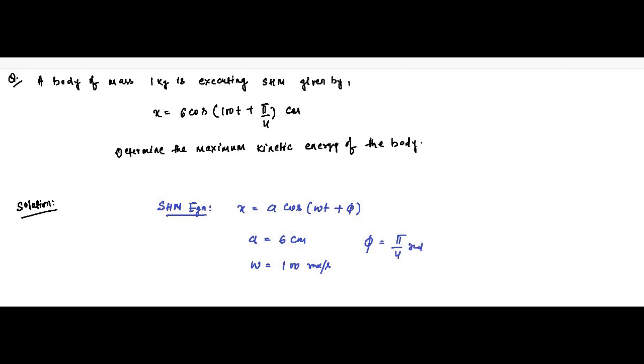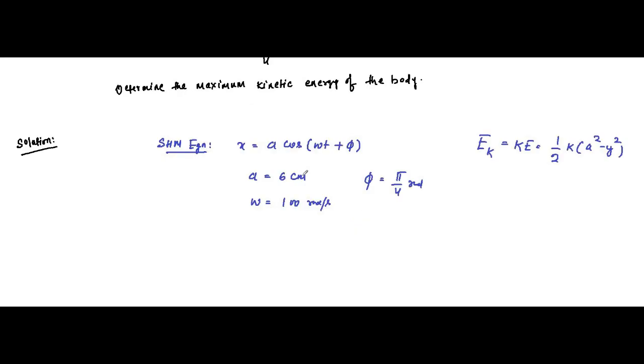Now the kinetic energy of an object undergoing SHM is given by the equation 1/2 k (a square minus y square). But here we will use a very direct approach, no need to go by this. We have been asked to find the maximum kinetic energy. So for that what we can do is find the maximum velocity.